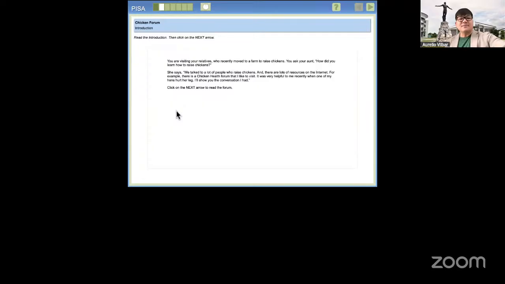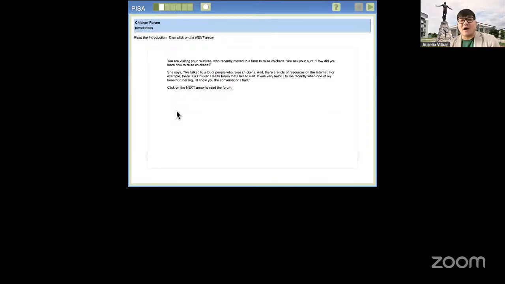So here, Chicken Forum, introduction. Read the introduction, then click on the next arrow. Context. You are visiting your relatives who recently moved to a farm to raise chickens. You ask your aunt, how do you learn how to raise chickens? She says, we talk to a lot of people who raise chickens.